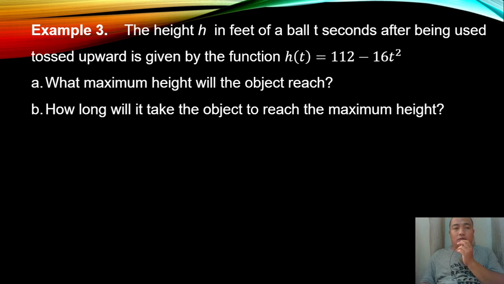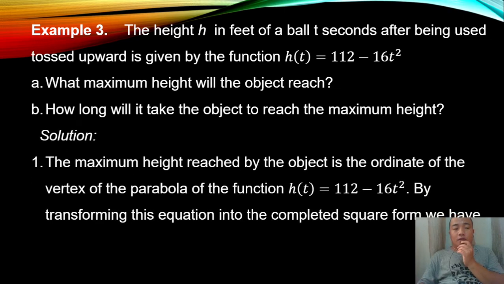Let's proceed to example number 3. The height h in feet of a ball t seconds after it is tossed upward is given by the function h of t equals 112 minus 16t squared. A. What maximum height will the object reach? And B. How long will it take the object to reach the maximum height?